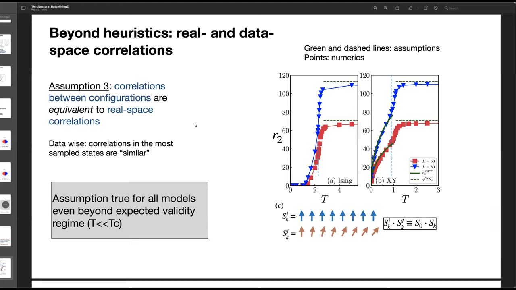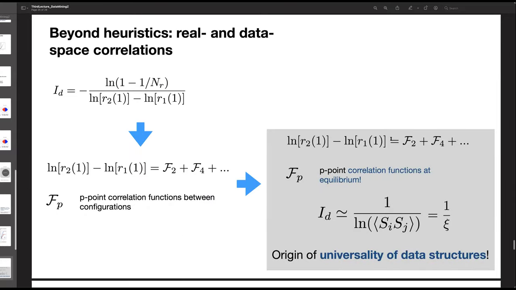And it's true also beyond its expected validity regime, which is in principle very small temperature. Now, based on these heuristics, we have three steps. First assumption is only the first point. Then we can write the first point as a series of correlation functions that we call F2, F4, F6, where FP denotes P-point correlations. But these are correlations between configurations. And then we make the assumption that these are correlation functions at equilibrium.